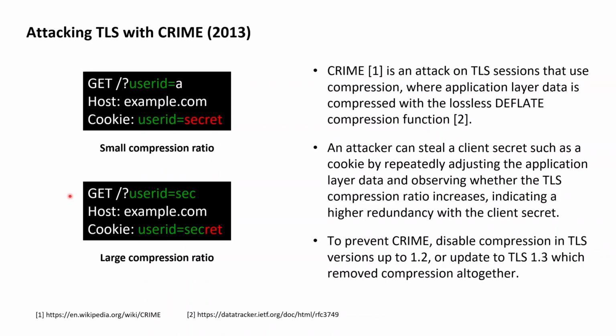By repeatedly adjusting the values of the user ID attribute and observing the compression ratios from the resulting TLS packets, the attacker can then extract the user ID cookie value. CRIME can now be prevented by disabling compression within TLS versions 1.2 and lower, or by switching from TLS 1.2 and lower to TLS 1.3, as TLS 1.3 removed compression altogether.